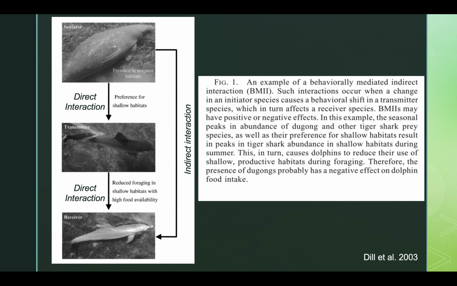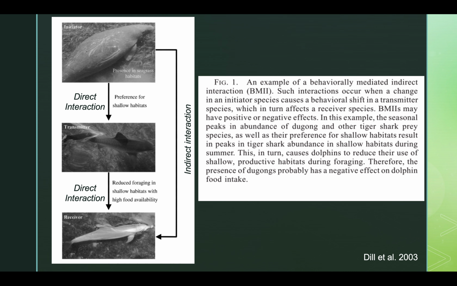So you've got these animals that prefer shallow water habitats, and then when the tiger sharks are around, the dolphins will actually go away because of the tiger shark applying predation pressure. So this changes seasonally. I'll just read it instead of trying to explain it.